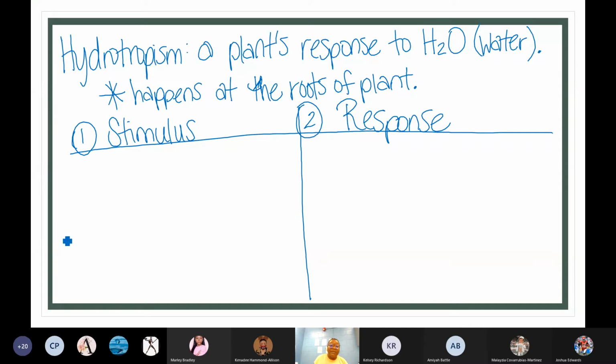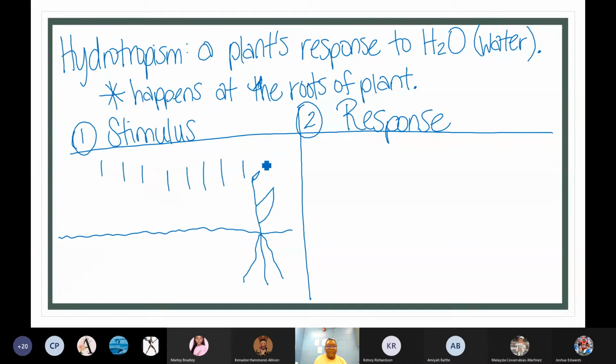So the stimulus would be here in our picture. If we have a plant that's growing here with its roots, we're going to have its leaf, another little leaf budding there on top. Okay, if we have our plant here and there's a lot of rain that takes place, we can label this as rain. There's going to be a surplus or extra water underground.